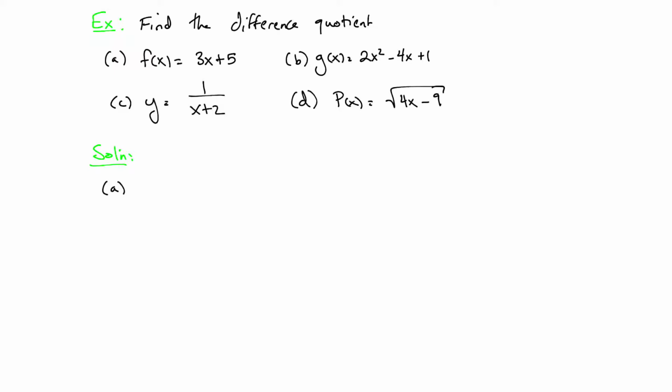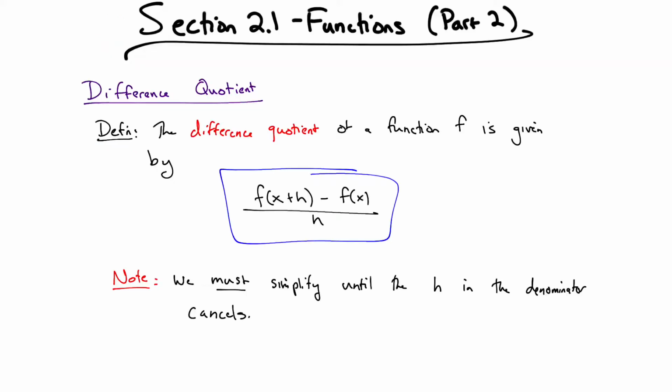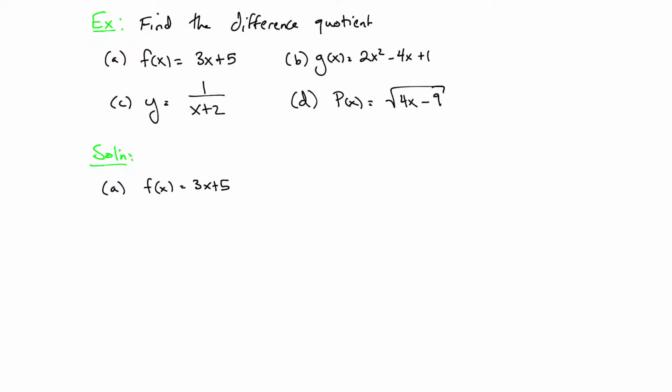So for part A, we got 3x plus 5. Based on the way the formula works, it's nice to compute f of x plus h and simplify it first so that you don't have to do that while you're computing this complex fraction at the same time. So I like to compute that on the side. So f of x plus h is going to be 3 times the quantity x plus h plus 5.